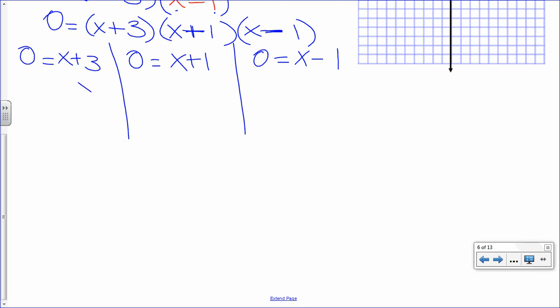So here we will solve for x. So x is equal to negative 3. x is equal to negative 1. And x is equal to positive 1. And you guys are going to get very good at this, I promise.